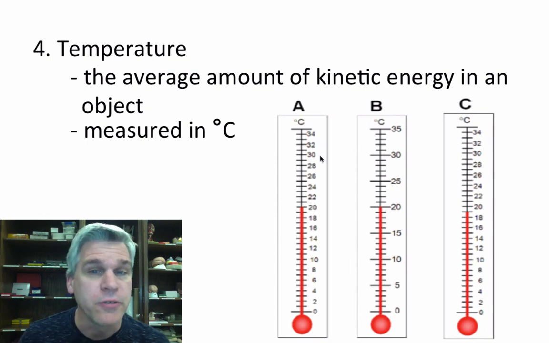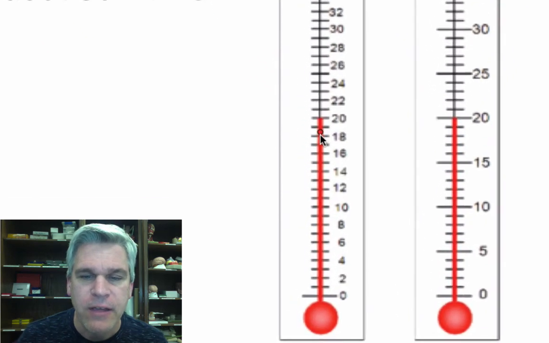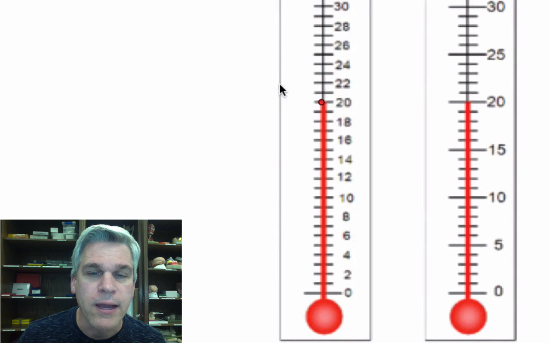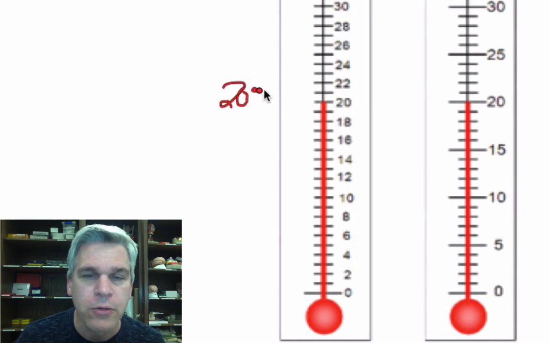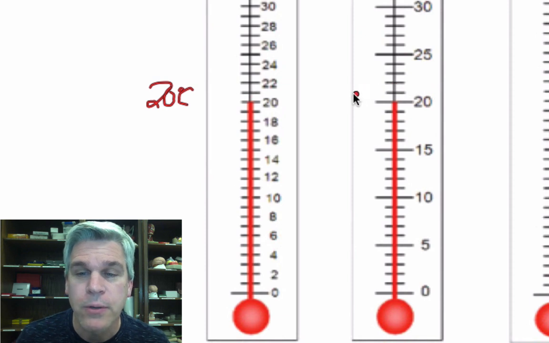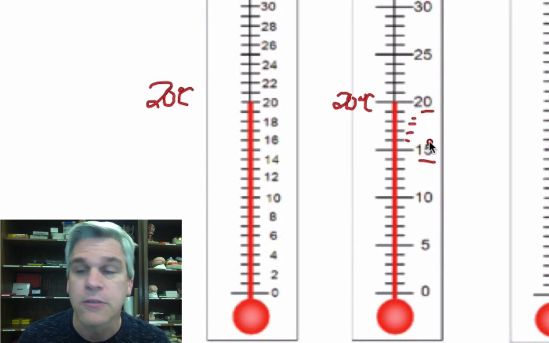How do we measure these? Again, we have different types of thermometers that we'll be using this year. And if I look at this first one here, the alcohol is right at the 20, so that would be 20 degrees Celsius. Let's take a look at thermometer B. It also is at 20 degrees Celsius. Note the scale. So we have 15 here, we have 20, and so that'd be 16, 17, 18, 19, 20.